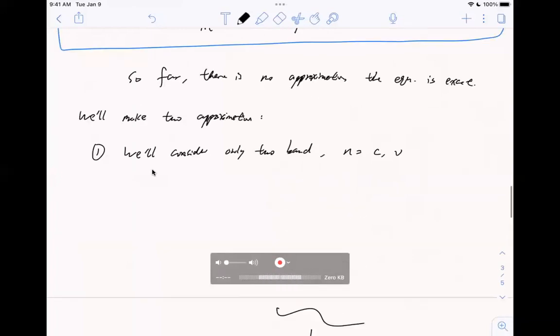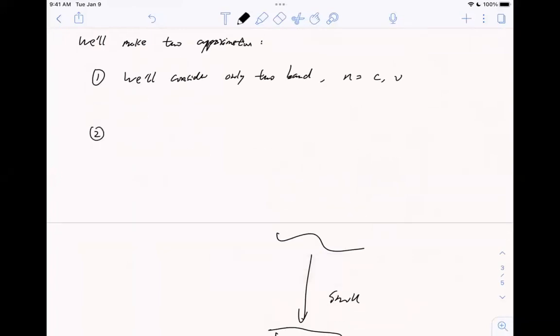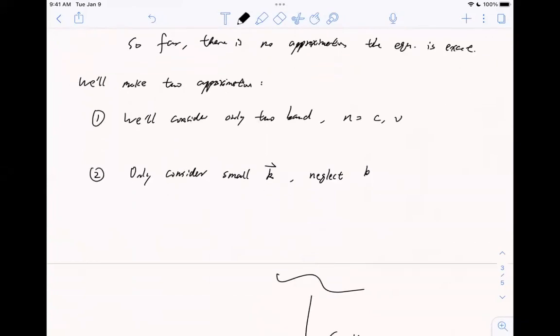Okay, so the second approximation is we only consider small k. That means you only consider the band edge. So we'll neglect the k squared term. Okay, so these are the other 2 approximations.